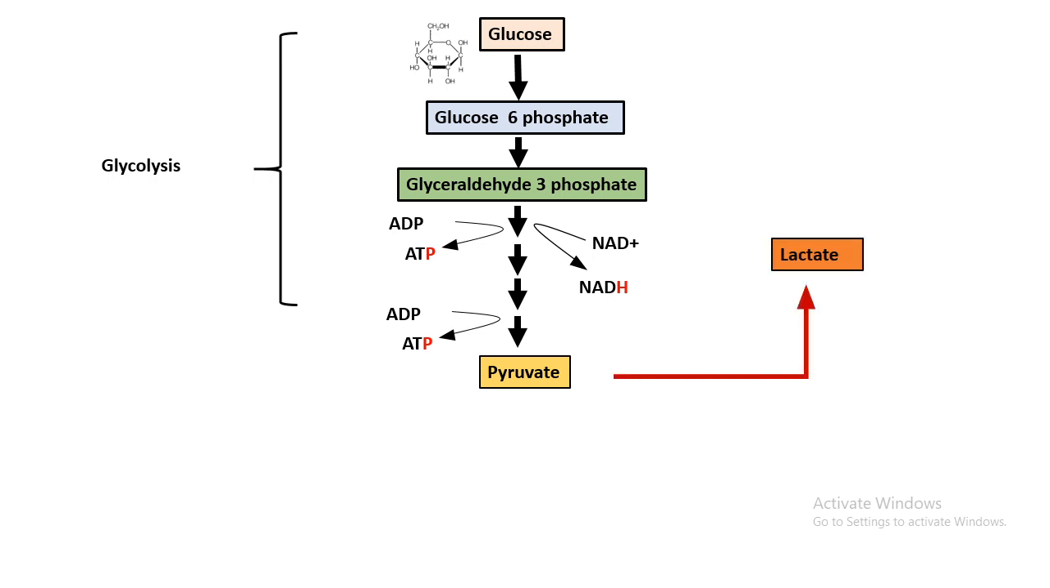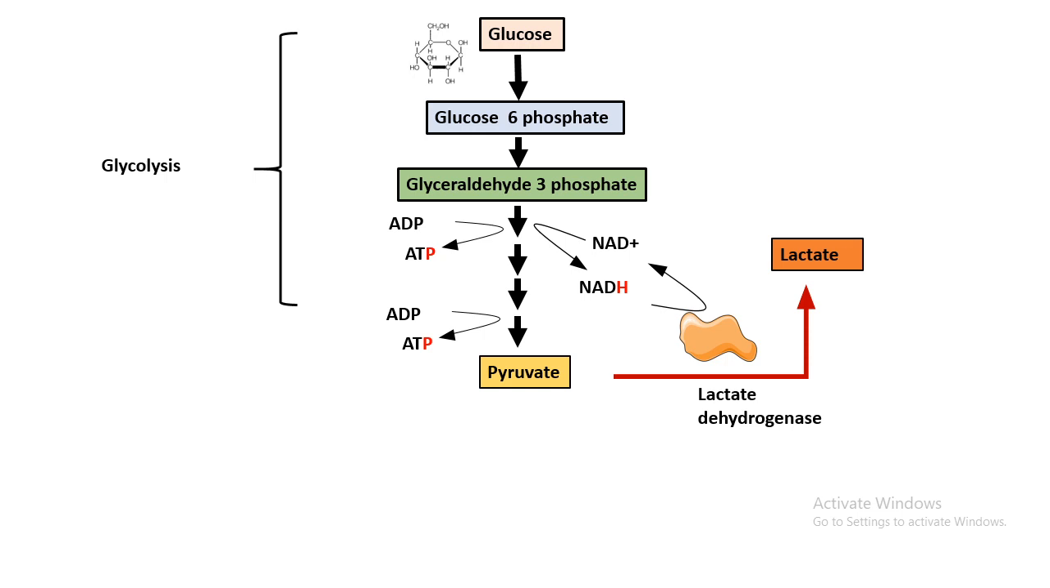So pyruvate is converted to lactate, and this process is a reduction process. Now coupled with this reduction process, which is catalyzed by lactate dehydrogenase, something is oxidized, and that is NADH. NADH, in the absence of oxygen, gets oxidized to NAD with the help of lactate dehydrogenase. As a result, NAD is constantly supplied to the glycolysis pathway, and glycolysis can go on and produce ATP. This is the sole goal of the fermentation process.